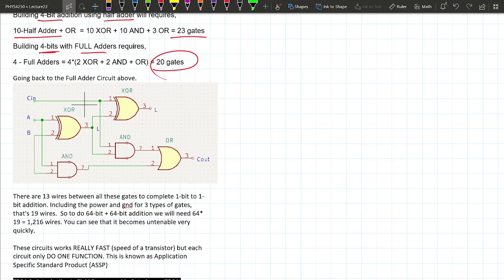And that's 9 wires already. We have a wire between here, 10 wires, and you have the wire between the AND gate and the OR gate, 11 wires. And of course you have wires to the output. You have 13 wires to build a single full adder, and that doesn't include the power and the ground bus, so that's going to add another 6 wires or so. So you have a lot of wires in order to do 1-bit addition. If you want to do 64-bit by 64-bit addition, that's about 1200 wires. Do you want to do that on your breadboard?